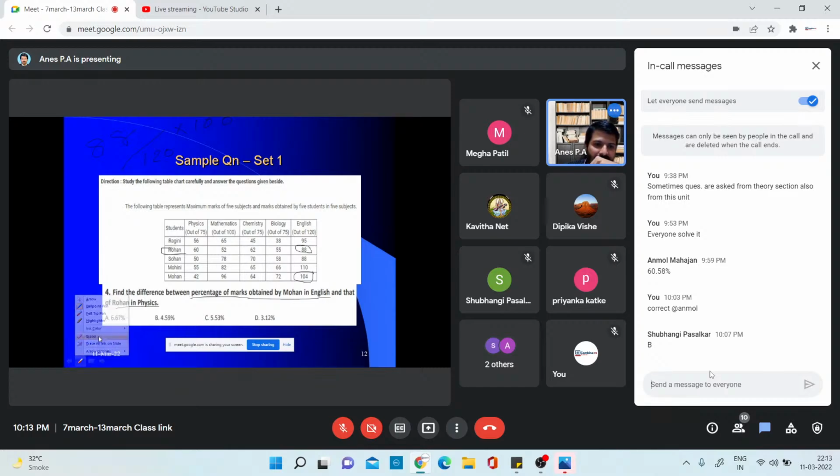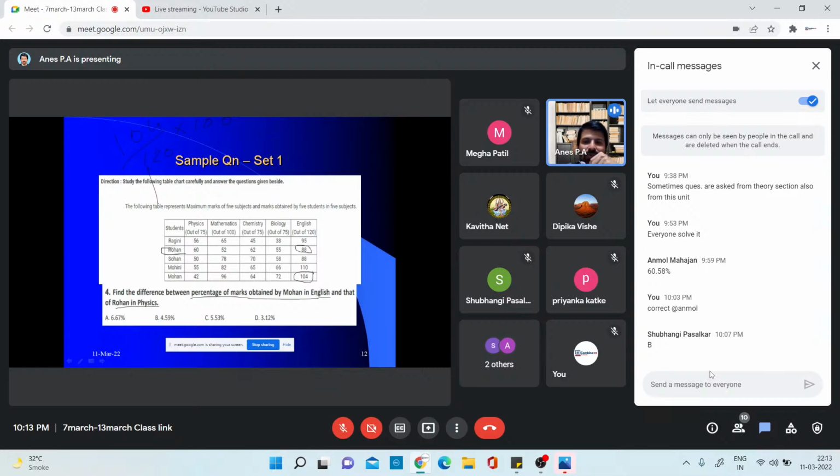I will erase that. So here comes, what's the value? 104 by 120 into 100. You just find out that value. I am not doing that arithmetic here. You just find it. That's the percentage marks obtained by Mohan in English.